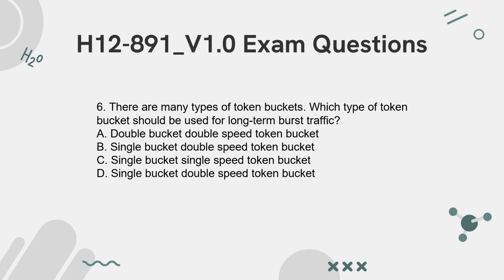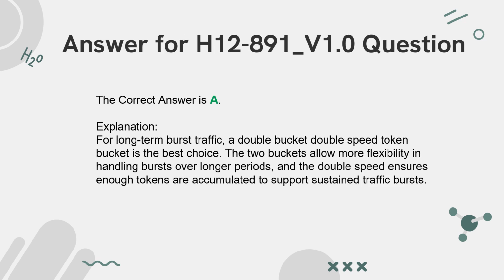There are many types of token buckets. Which type of token bucket should be used for long-term burst traffic? A. Double bucket double speed token bucket. B. Single bucket double speed token bucket. C. Single bucket single speed token bucket. D. Single bucket double speed token bucket. The correct answer is A.